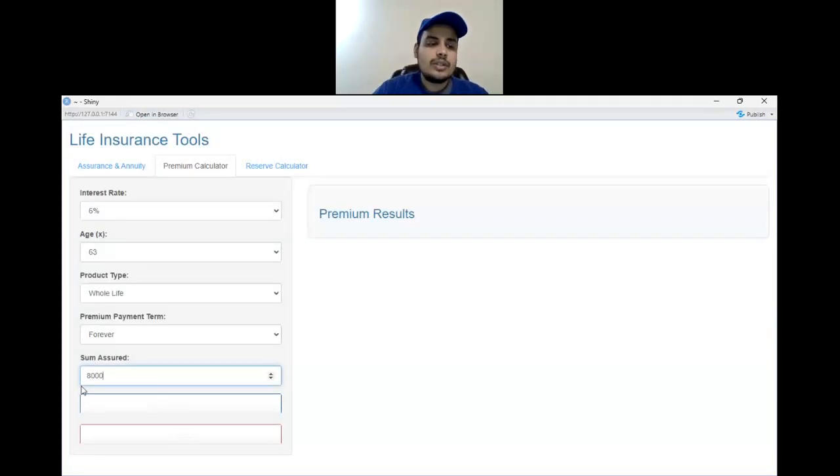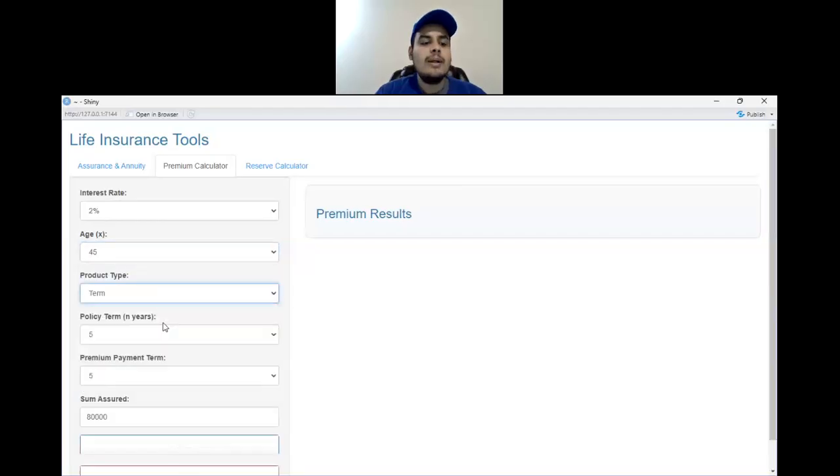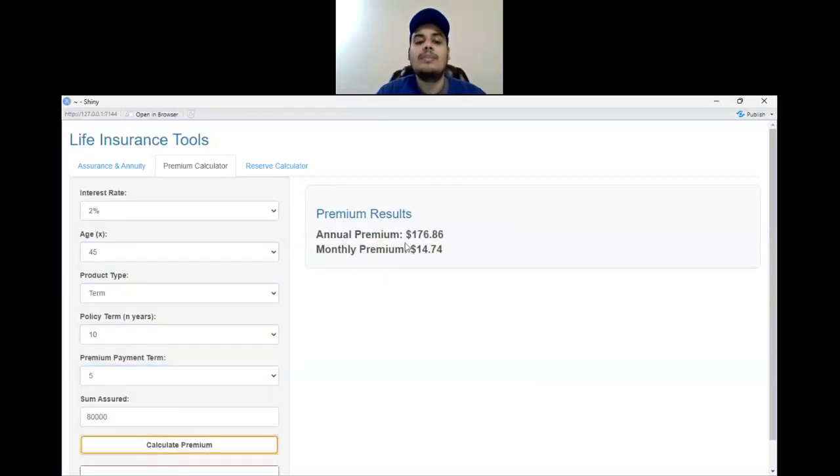So we can choose a different sum assured of 80,000, or a different interest rate of 2%, age of 45 years, a product of term, and we can choose a policy term to be 10 years, premium payment term to be 5 years. And if we click on calculate premium, we get the annual premium and the monthly premium accordingly. In the same manner we can calculate for the endowment insurance.